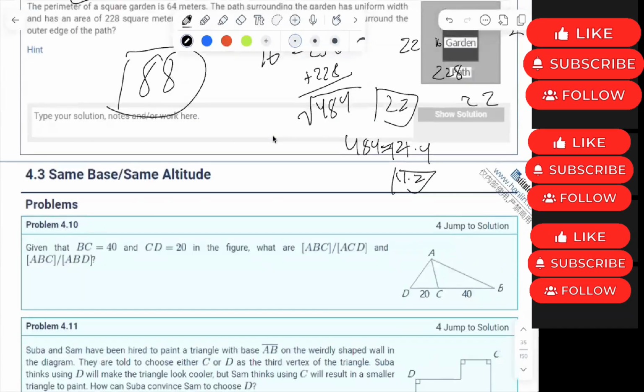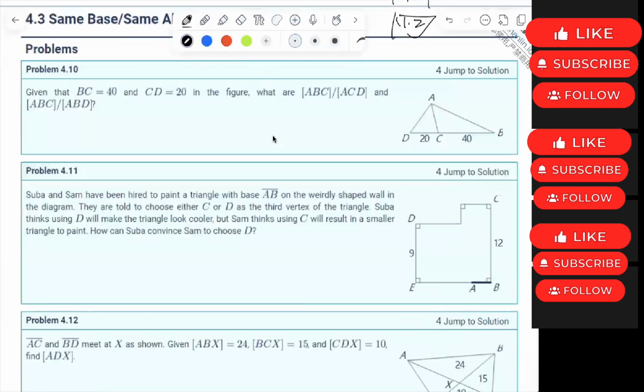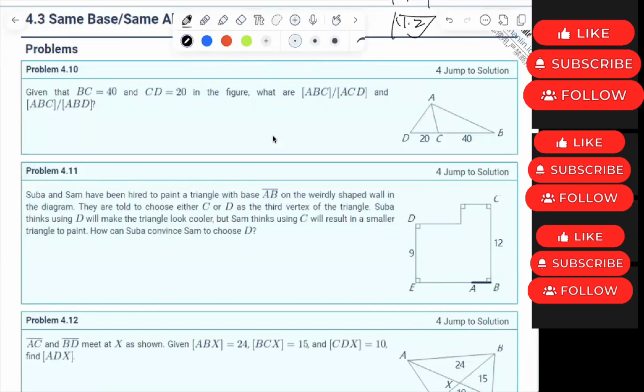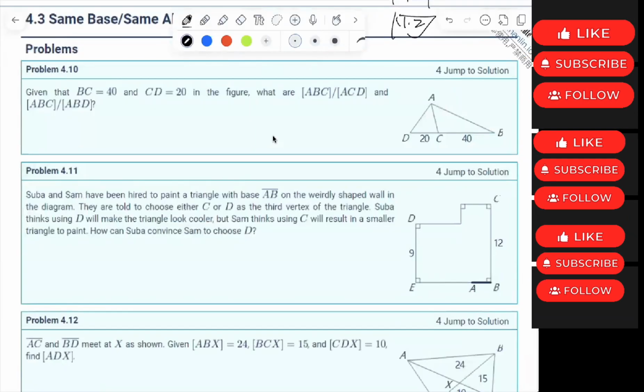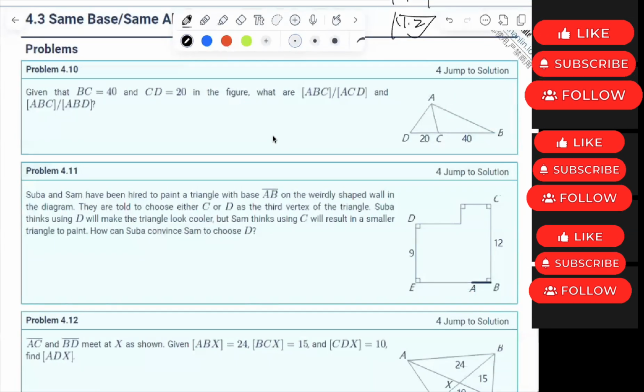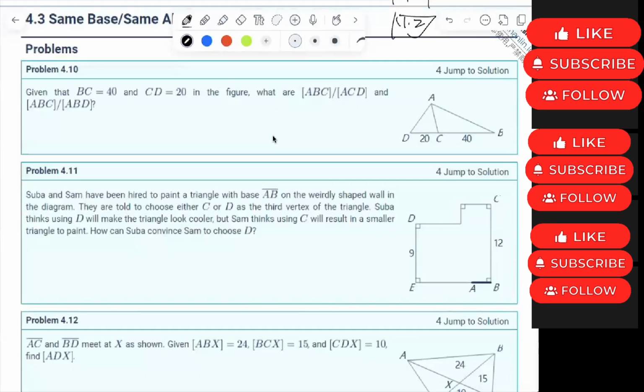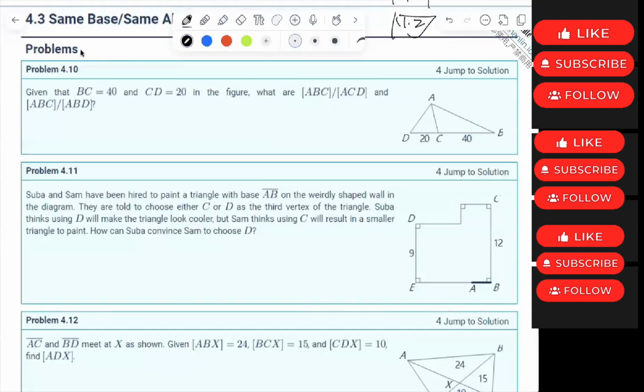Alright? That's the next topic: same base and same altitude. Alright, let's start with 4.10. Problem 4.10. Given that BC is 40 and CD is equal to 20 in the figure, what are ABC and ACD? And what's ABC divided by ACD and ABC divided by ABD? I also want you to try this question through chat.